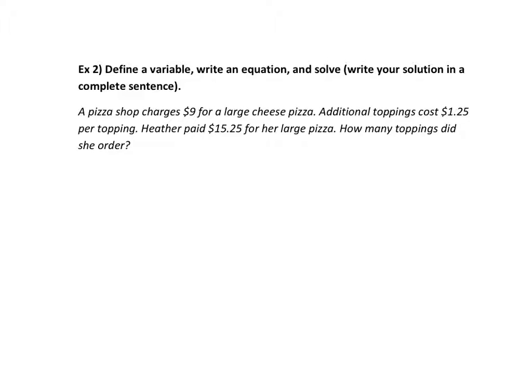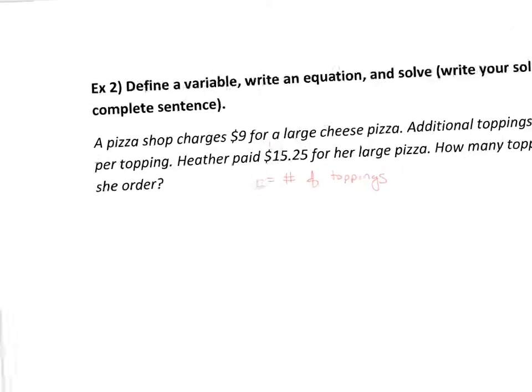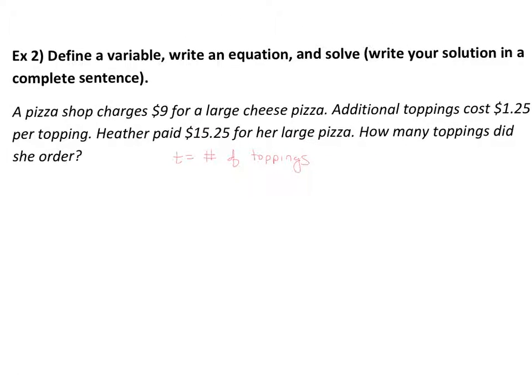All right, so we're going to start by defining the variable here. I'm going to zoom in, and I'm going to put T for number of toppings. So T equals number of toppings, because that's what we're looking for. Okay. Now, what do we know here for sure? We know that it's $9 for just the basic pizza, so no matter what, you're paying $9. And then it's an additional $1.25 per topping. And she has a total of $15.25, okay?